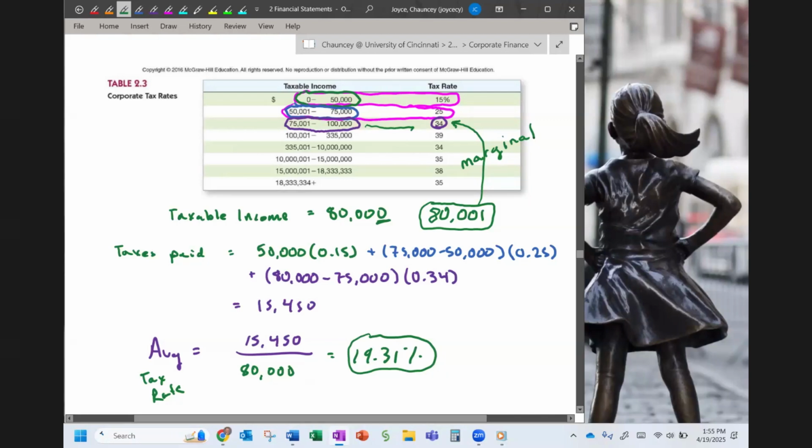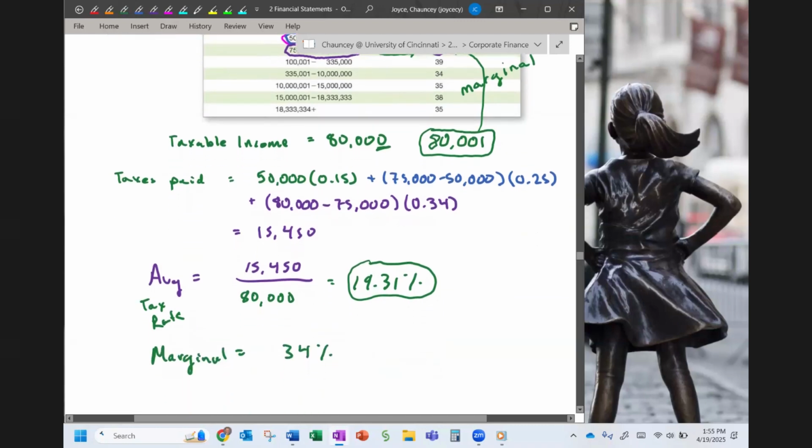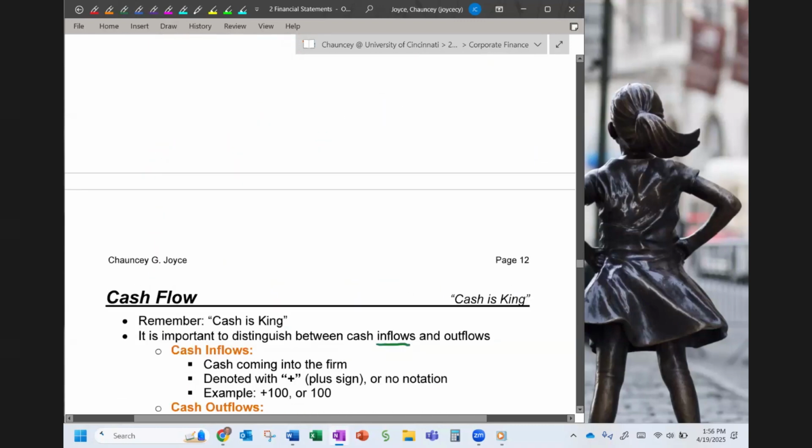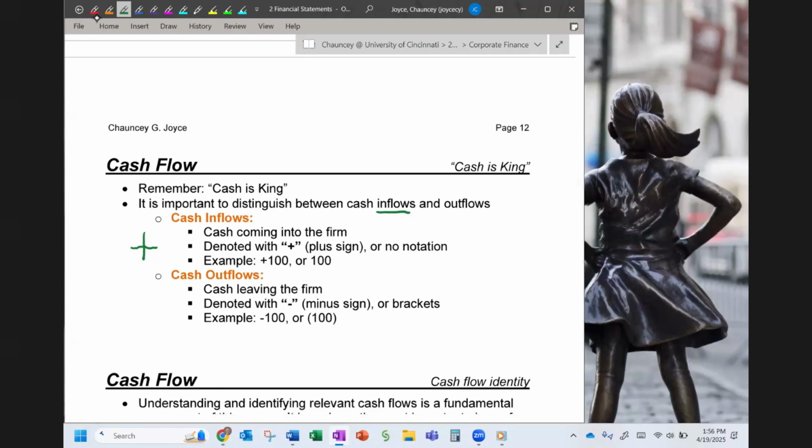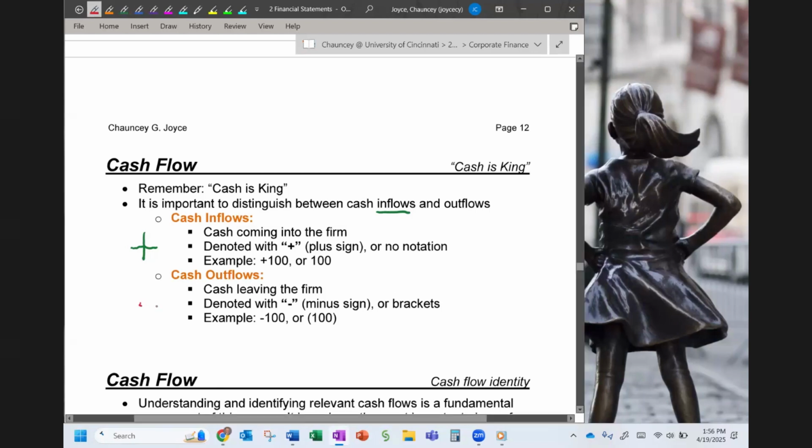All right, now we're on to cash flow. Cash is king. Also, you may have heard cash rules everything around me. It's important to distinguish between cash inflows and cash outflows. So cash inflows are positive signs. Sometimes you see just a plus sign in front of it, or no notation, which is just known as it being a positive number. And then cash outflows, we'll put those in red. That's cash leaving the firm. It's denoted with a minus sign or brackets sometimes. If you see a number in brackets, it just means it's negative. So just be mindful what cash is coming in and what cash is going out of the firm.